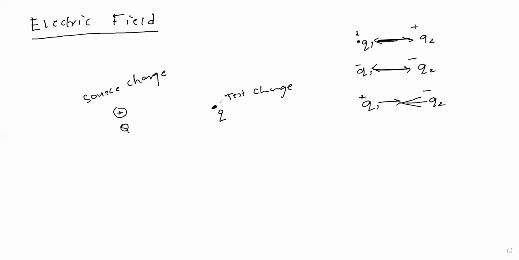If we consider this point charge as positive, the force between these two will be repulsive. This is anyway positive, and if I consider this as positive, the force acting between these two will be repulsive. If I consider this as negative, the force acting between these two will be attractive. We know that like charges repel each other, unlike charges attract each other. So this is all about the electric field.